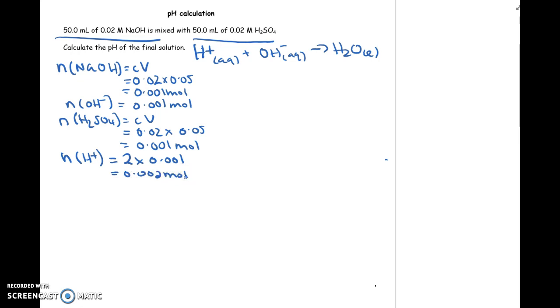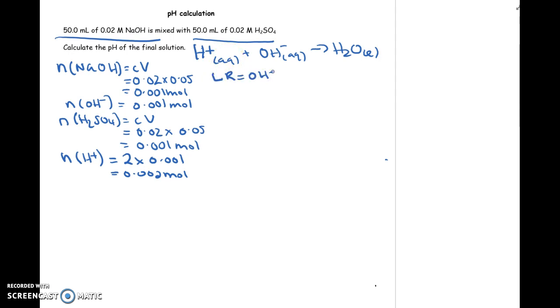So we've already established that it is a limiting reagent question. Now we have to work out what is the limiting reagent. And that's actually really straightforward because it's in a 1-to-1 ratio. Now if I look at this, I've got 0.001 moles of hydroxide ions and I've got 0.002 moles of hydrogen ions. So this is telling me that my limiting reagent, the one that's going to be used up first, has to be the hydroxide ions.